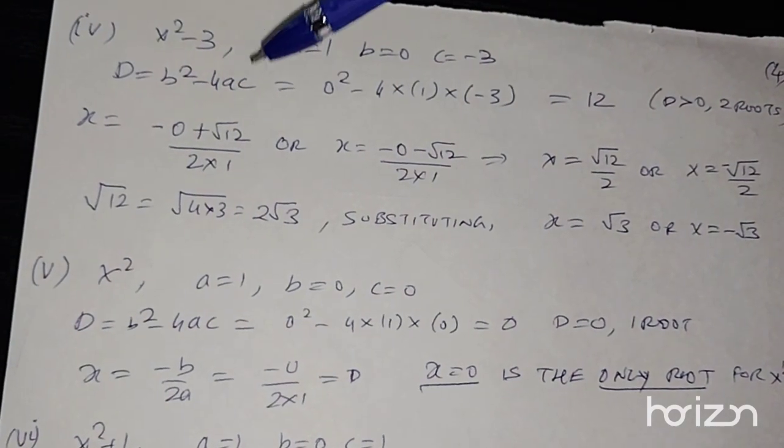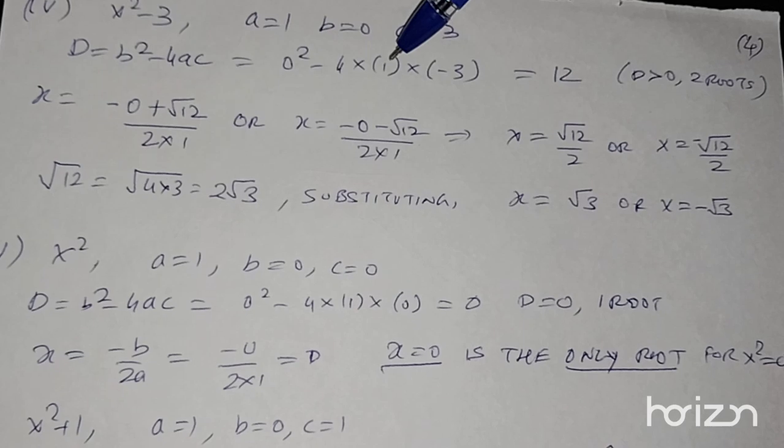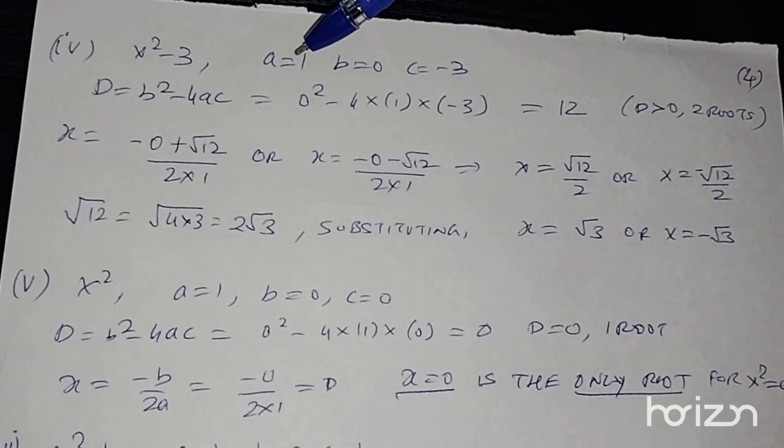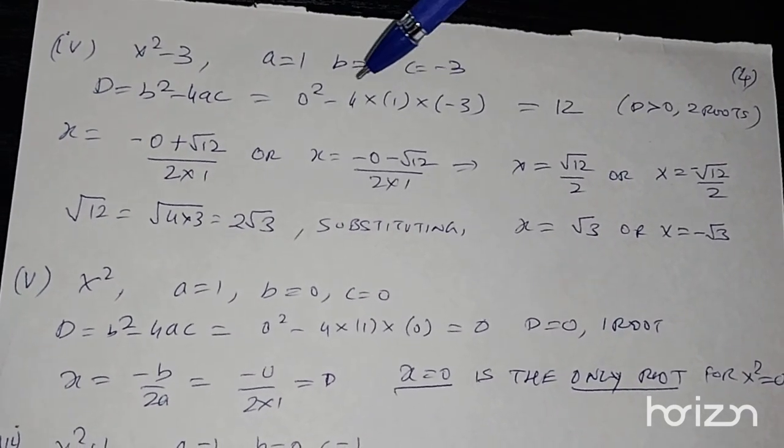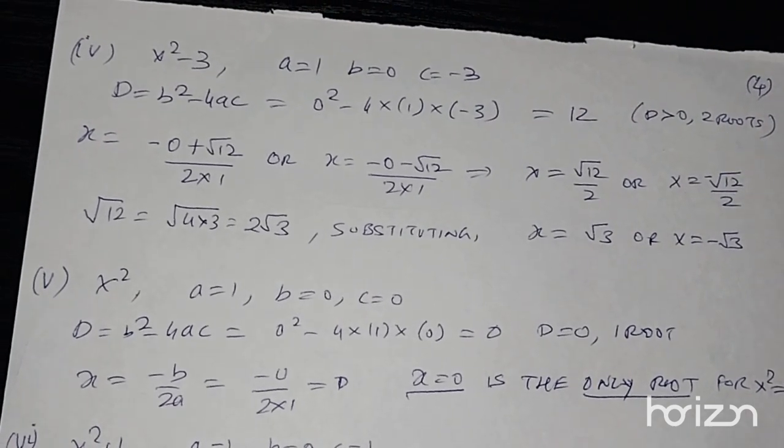So what is the determinant? B squared minus 4ac. B is 0. So 0 squared minus 4. What is a? A is 1 and c is minus 3. So it's 12. Okay, so d is greater than 0, so you'll have two roots.